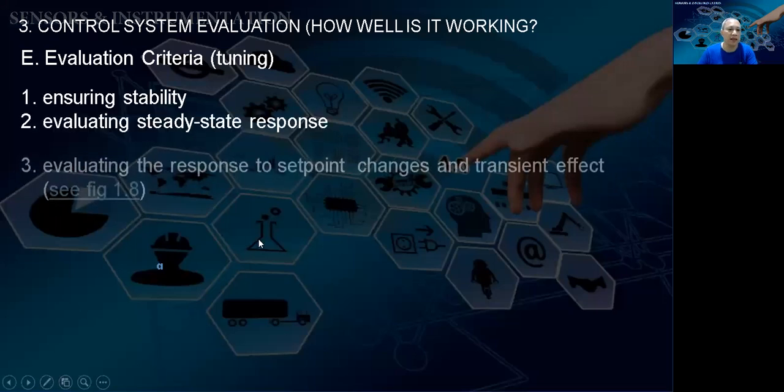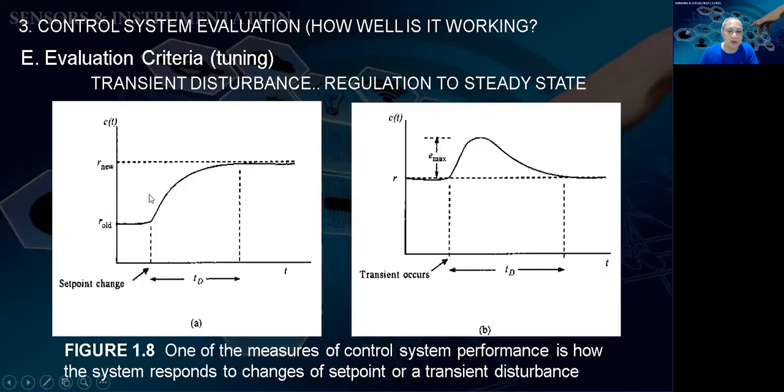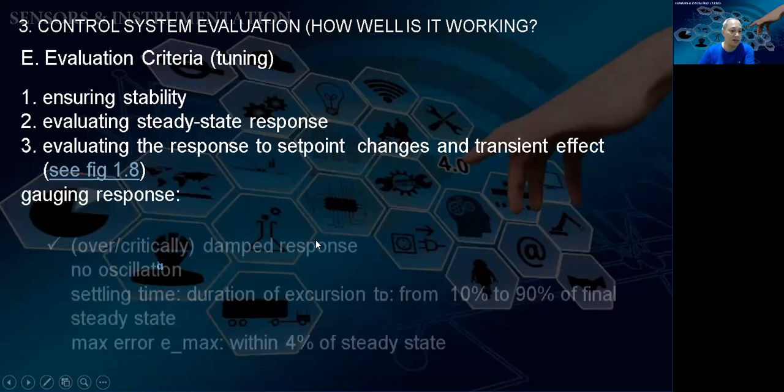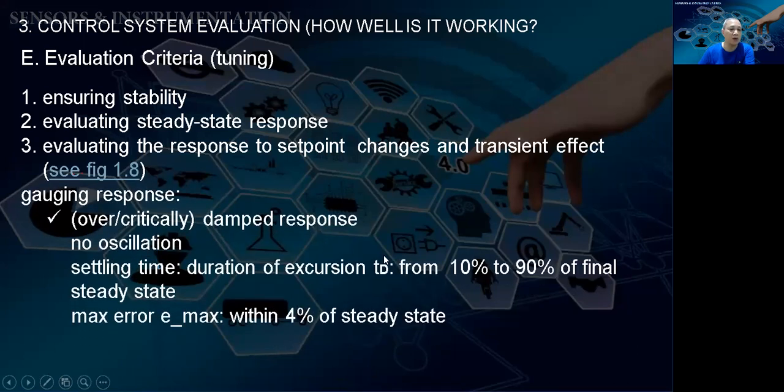Okay, so this is evaluating the response to set points. So let me just go to the picture, like here. This is the picture. If you look, see the set point starting and then going up here, and this is the control variable. And then how is it? Is it like that or is it like this? So one of the things that we can do is gauging the response. Is the response over damped or critically damped? Don't worry about this term. You study it later more in the control engineering subject. It means that for over damped or critically damped, there is no oscillation, and then the settling time is good.